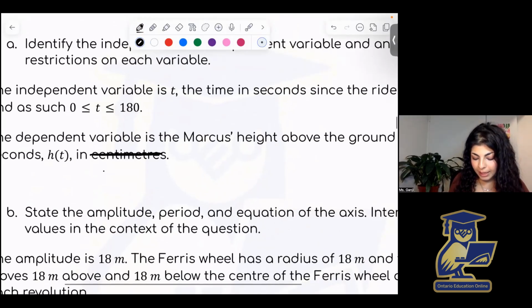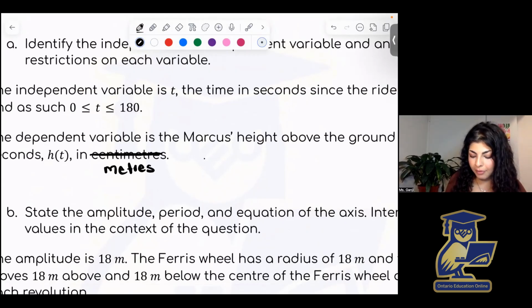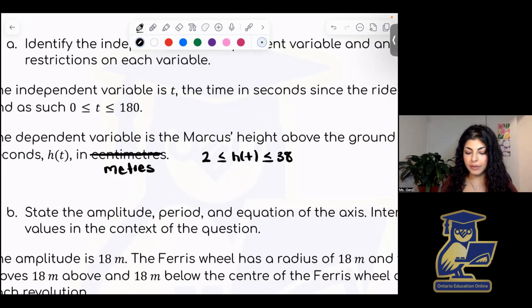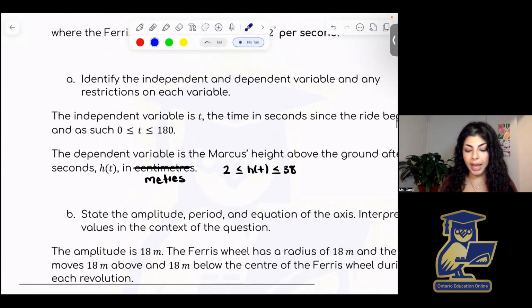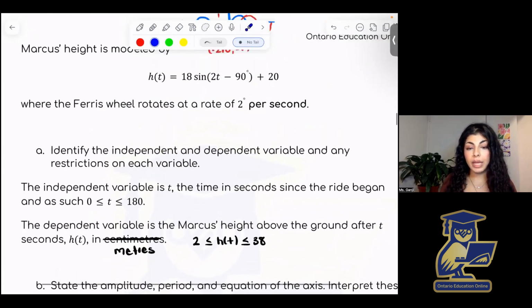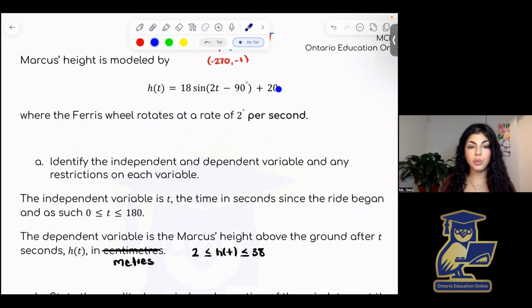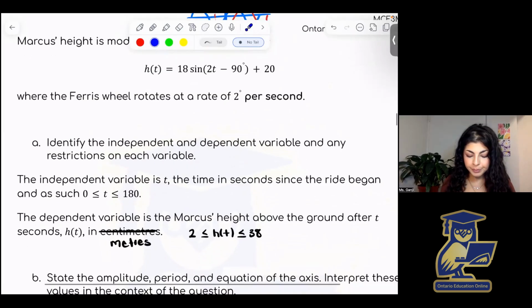It's both in meters, and again, I also forgot for this one to mention the restrictions, but we do have that h of t is actually going to be between 2 and 38 inclusive. And the reason for this is from the midline 20, I have a radius of 18, so then my minimum point is going to be 20 minus 18, which is 2, and my maximum point is going to be 20 plus 18, so 38 meters.